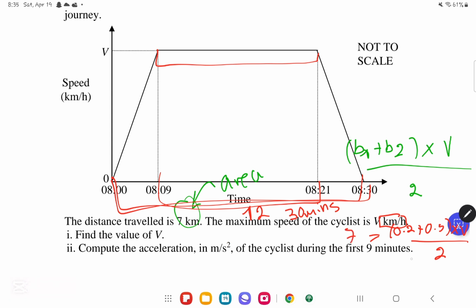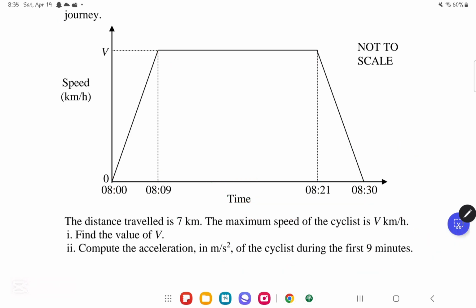It is equal to 7. Move 2 to the other side, so now 15 is equal to 14 is equal to 0.2 plus 0.5 times v, okay? So now 14 over 0.2 plus 0.5, you will get an answer that v is equal to 20 kilometer per hour. That is it for number 17.